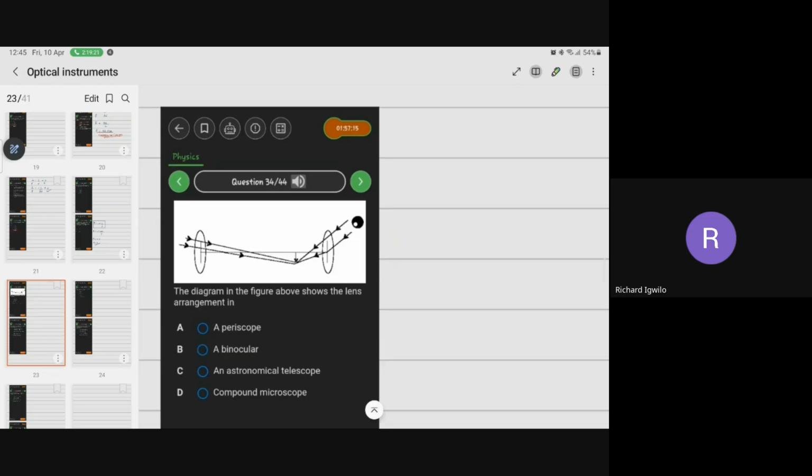All right. So now this one says the diagram in the figure above shows the lens arrangement in what? Which one has this arrangement? We have a periscope, we have a binocular, we have an astronomical telescope. So I want to see who answered this particular question. Remember, it has two lenses, and you can see that the image formed is inverted. So which one is it?